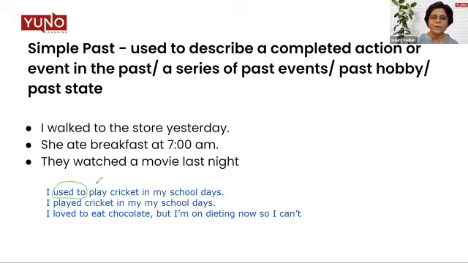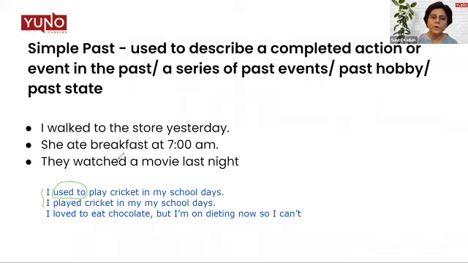So I used to play cricket in my school days. I used to be naughty in my childhood days, right? You can put it this way, or I played cricket. Both these sentences mean the same thing. I love to eat chocolate, but I'm on a diet now, so I can't.